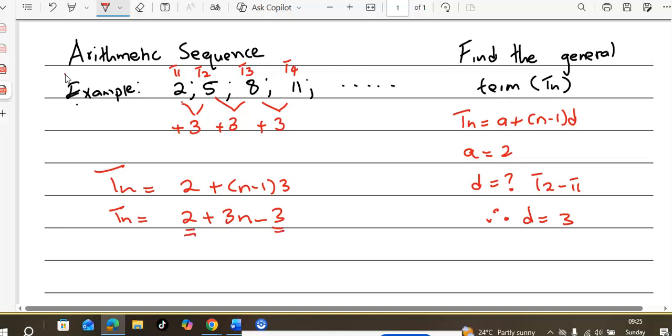These are the like terms. So Tn is equal to 3n, and so we have the like terms as 2 minus 3, which is minus 1. So this is the general term of the sequence. You understand?